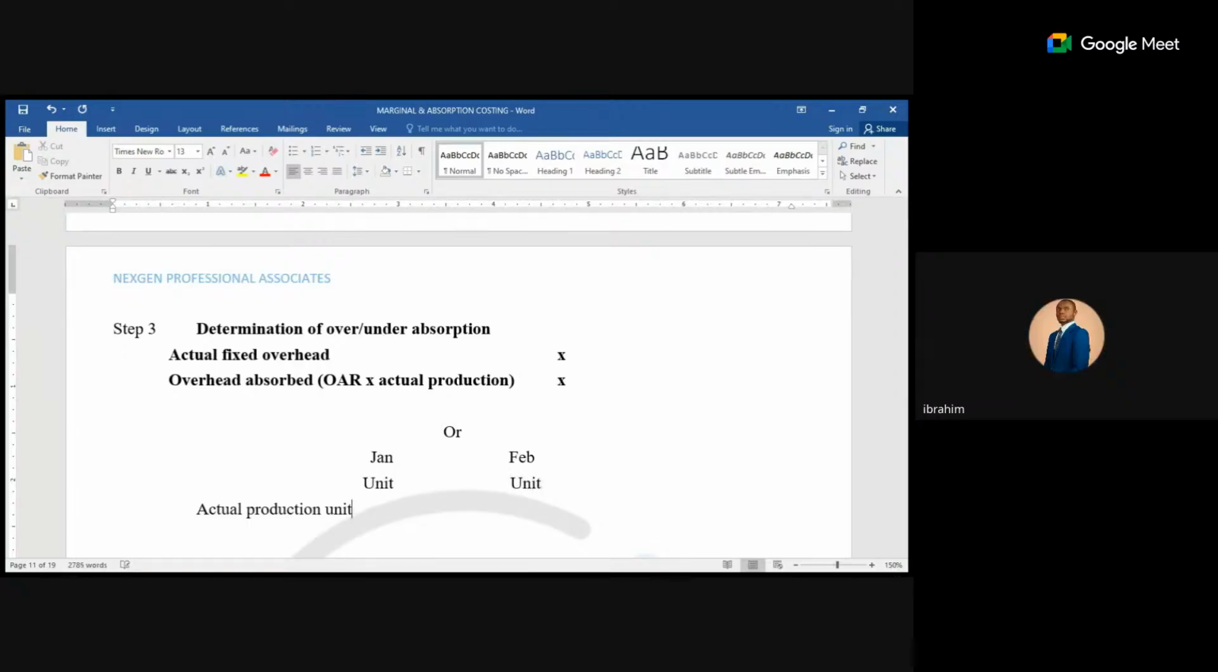Units. 8,500 units. How many units is this? 7,750 units.